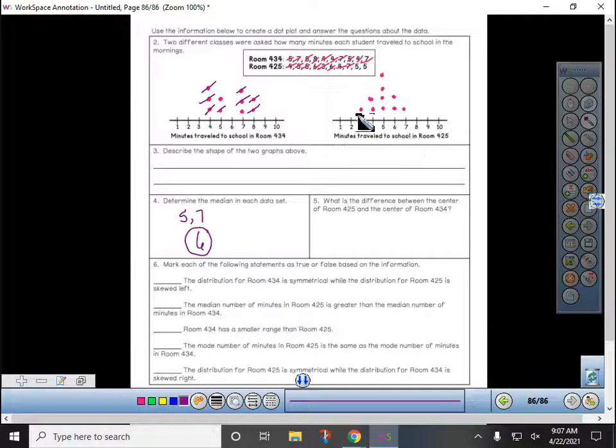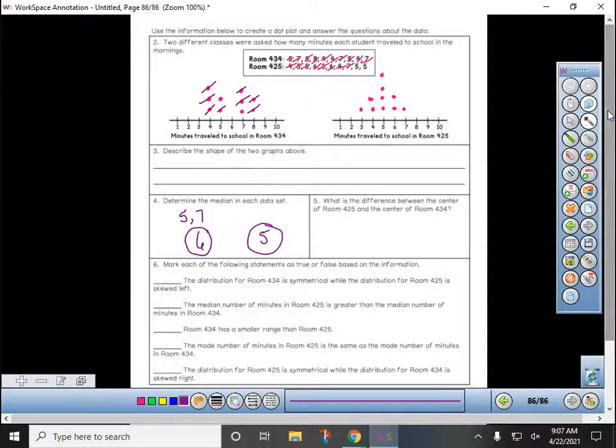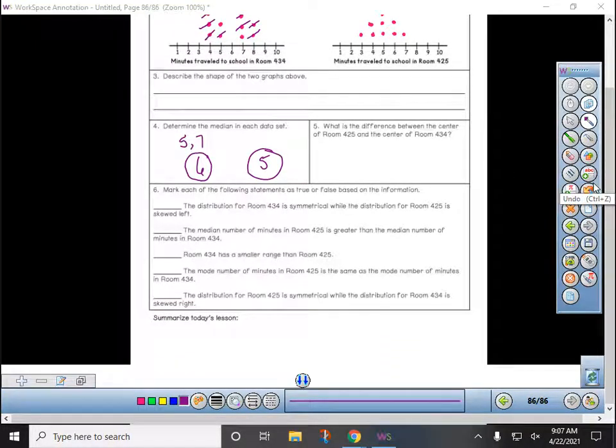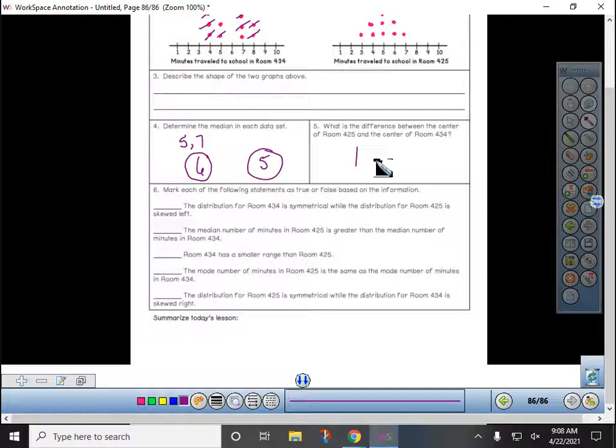This one's quite a bit easier. What is the median in 425? 5. You with me? Number 5, what is the difference between the center of room 425 and the center of room 434? Center means median. It would be 6, and 5. And 1 more. It would be 1. Yep.